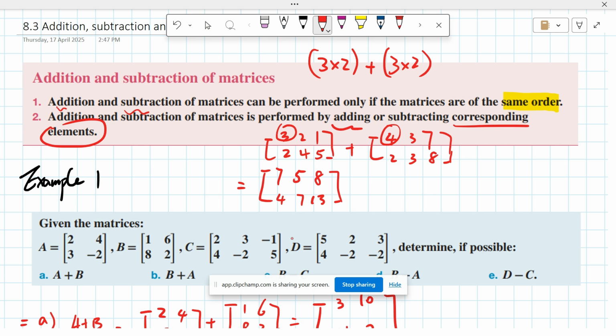So if you have 3 by 2 plus 3 by 2, 2 by 3 plus 2 by 3, 2 by 2 minus 2 by 2, and so on. But if you have 2 by 2 minus 2 by 1, you cannot do that. They have to be the same order. Addition and subtraction is performed by adding or subtracting each element, the elements plus or minus each other. Let's have a look at the first question.